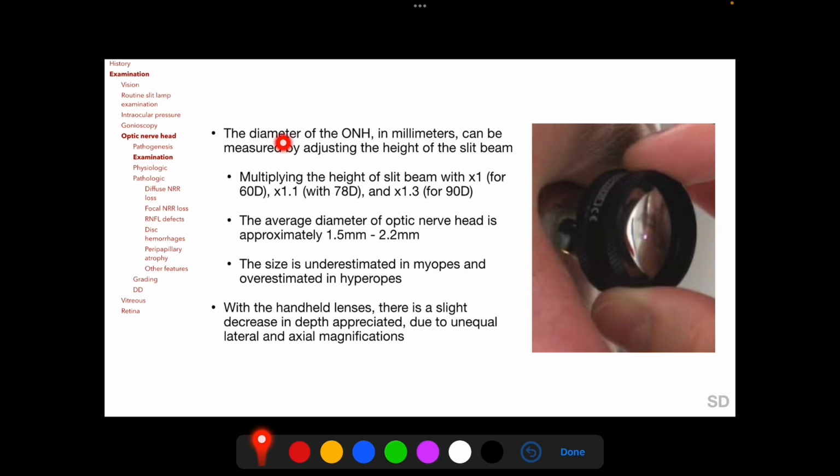The diameter of the optic nerve in millimeters can be measured by adjusting the height of the slit beam and applying a correction factor of 1.1 when we are using a 78D lens and 1.3 when we are using a 90 diopter lens. When we are using a 60 diopter lens, we do not need to apply a correction factor to the measured length. The average diameter of the optic nerve is approximately 1.5 mm to 2.2 mm, and the measured diameter is underestimated in myopes and overestimated in hyperopes.